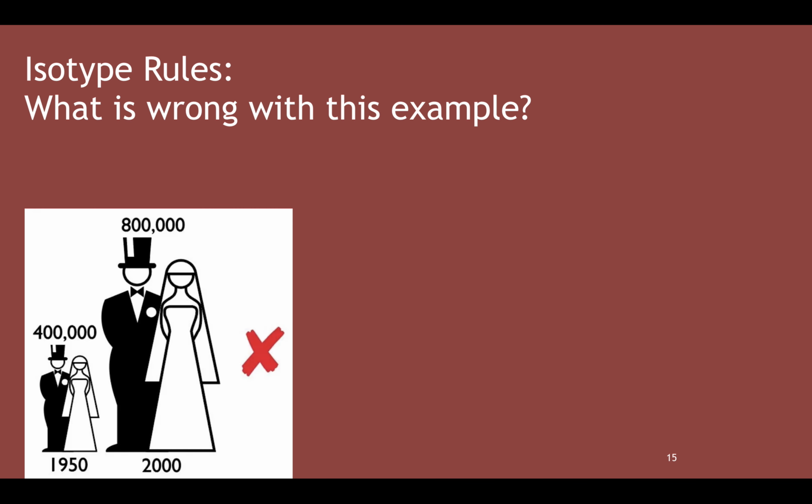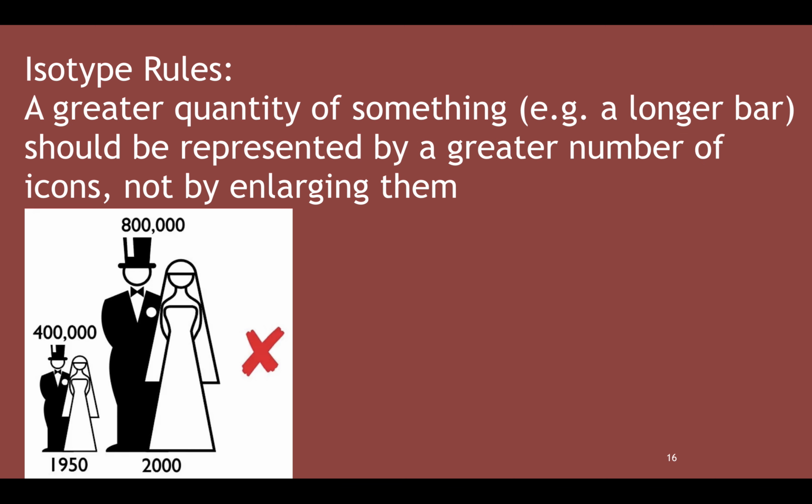I'll illustrate this rule by looking at this counterexample. What is wrong with this example when you compare from 1950 to 2000, 400,000 to 800,000? Think about it for a moment, and I'll show you the answer. A greater quantity of something, for example a longer bar, should be represented by a greater number of icons, not by enlarging them. There is distortion when you see this increase from the small 1950 400,000 to the 2000 800,000.